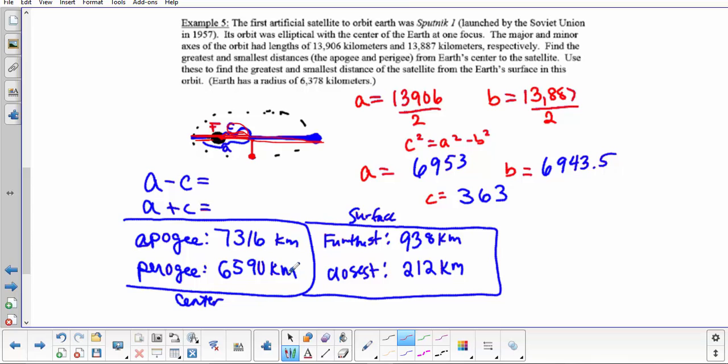So when we subtract, we get 6,590 kilometers, and then when we add them, we get 7,316 kilometers. So the greatest distance was the apogee, so I used the technical term, and the shortest distance was the perigee, so I used the technical term there. So now to find the greatest and smallest distances from the Earth's surface, what we have to do is subtract the radius of the Earth from the furthest and closest it was, the apogee and perigee. That will give us the distances to the surface, because this was from the center of the Earth. So if we subtract the radius of the Earth, it'll give us the distances from the surface. And that's how those numbers were calculated.